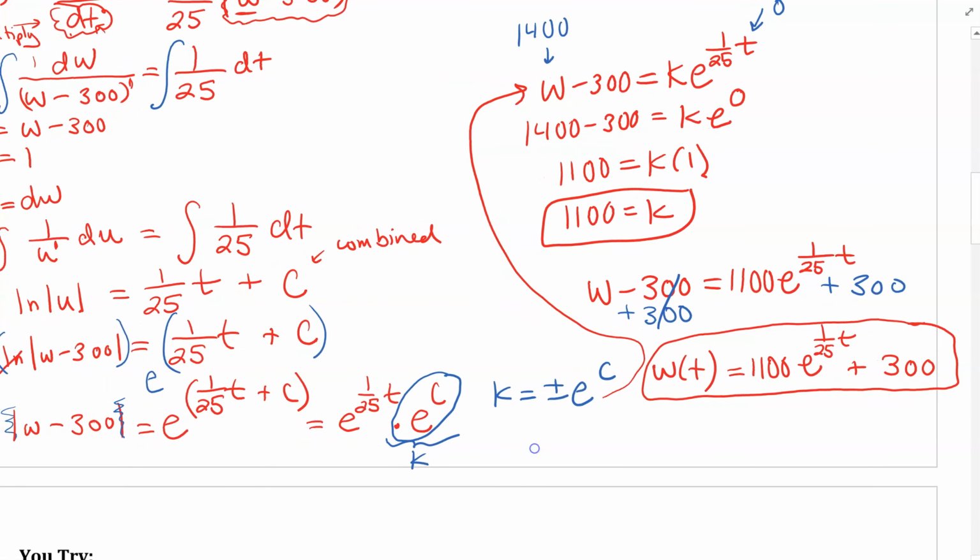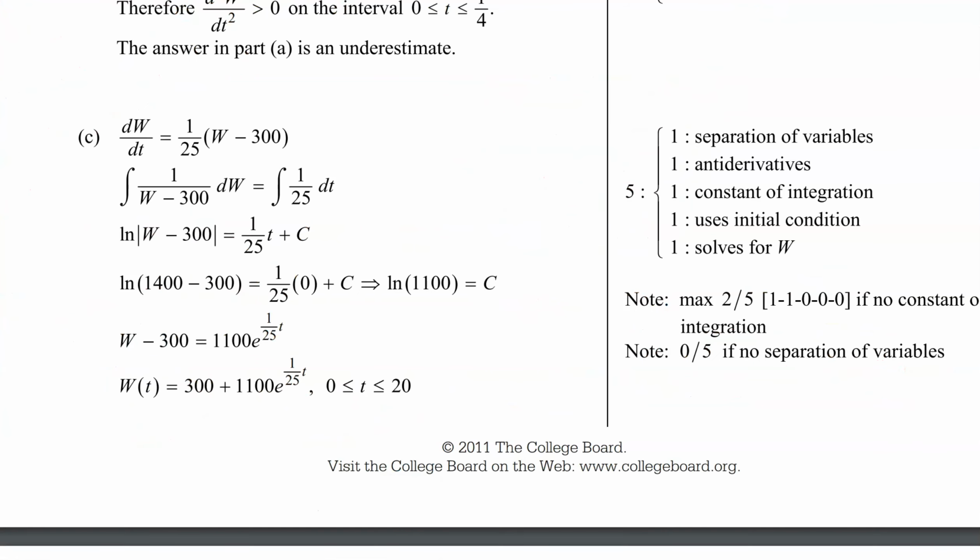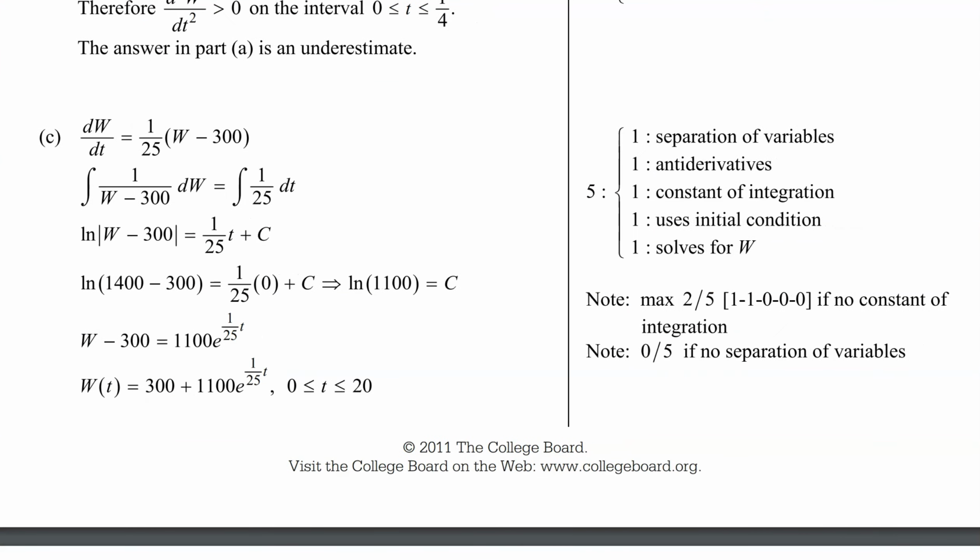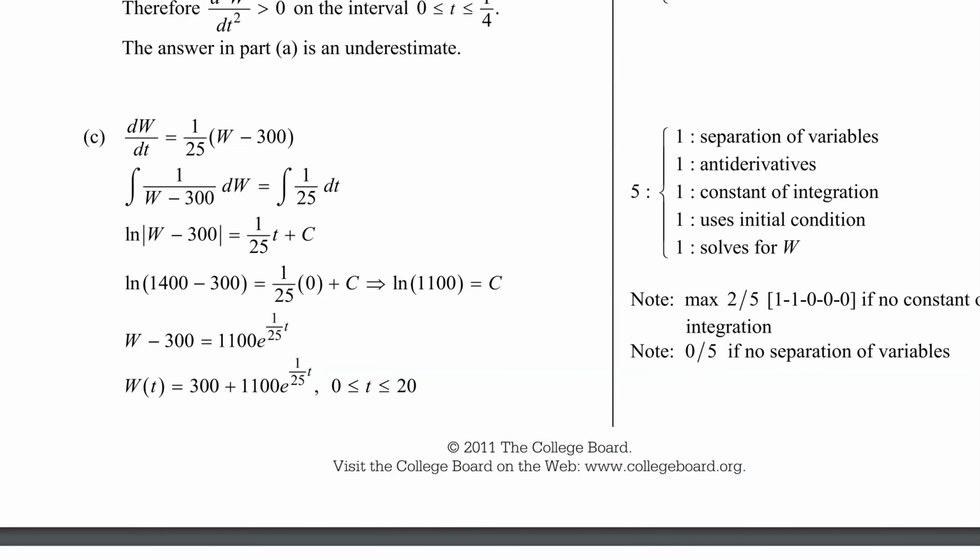So let's check scoring guidelines on that as well. They awarded 5 points to this part total, and you get 1 point for separating the variables. That's always true. You get 0 points if you forget to. So always make sure to separate. And that was when we moved the w minus 300 to the denominator of the other side where w was. We kept the constant, and then we moved dt over to that side. So that part was worth 1 point.